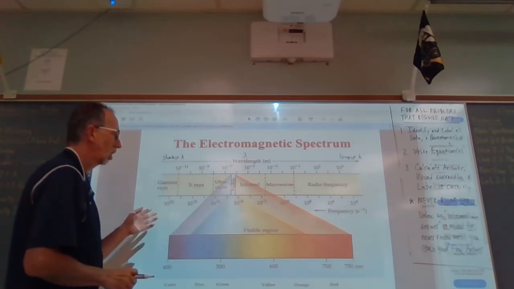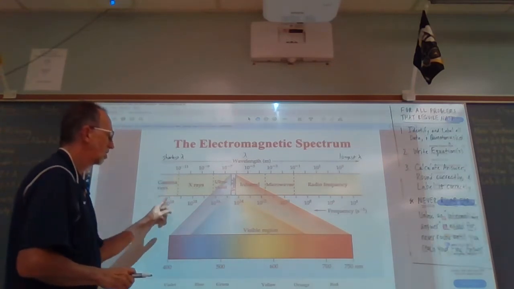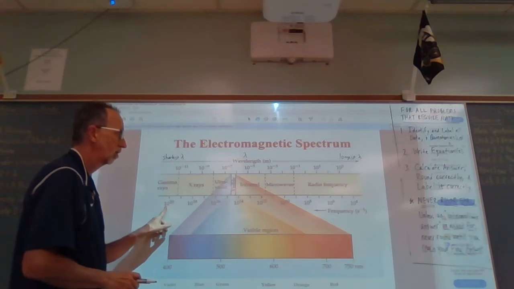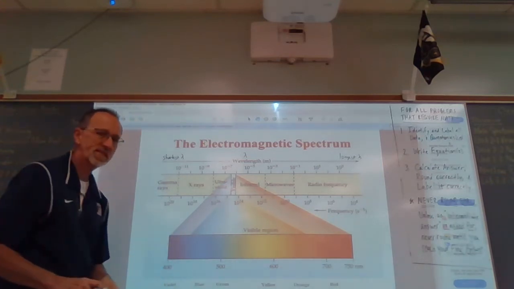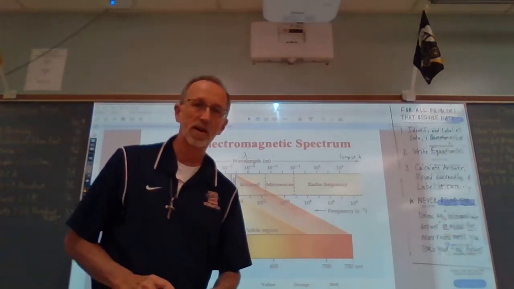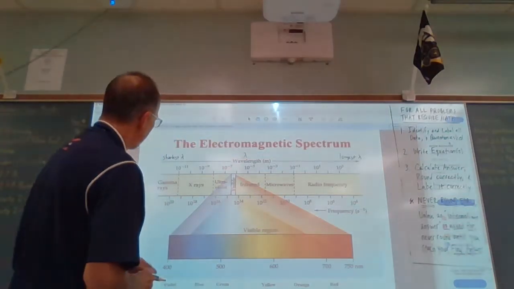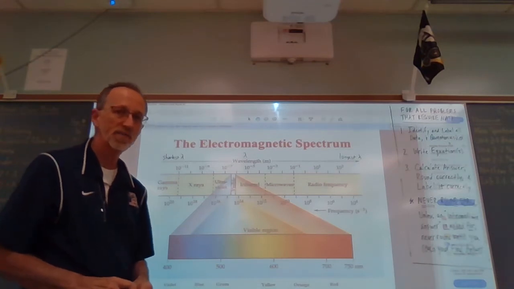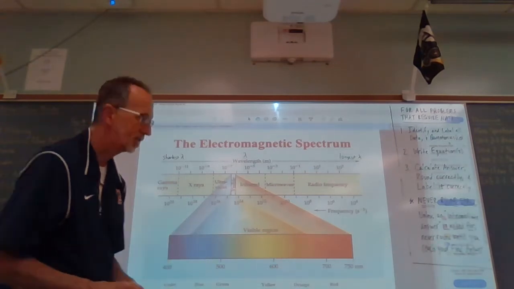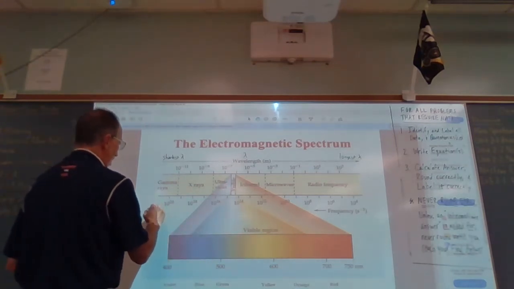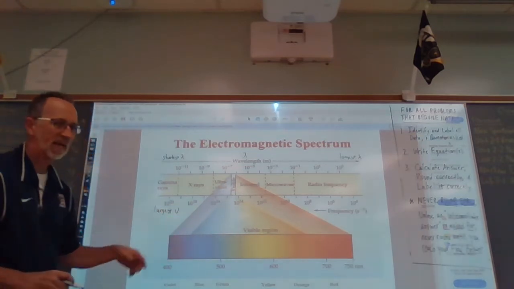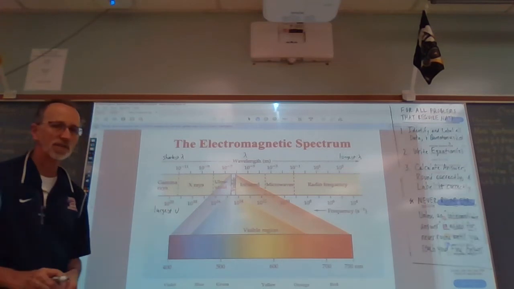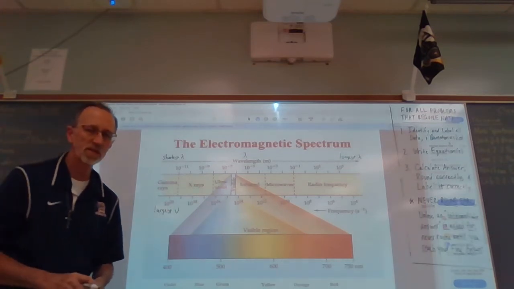So now let's look at frequency. So here's frequency. Remember what we just said? Wavelength and frequency are inversely proportional. So with the smallest or shortest wavelength, you are going to have the largest frequency. And as you can see, gamma rays have an extremely large frequency, 10 to the 20th hertz on up.